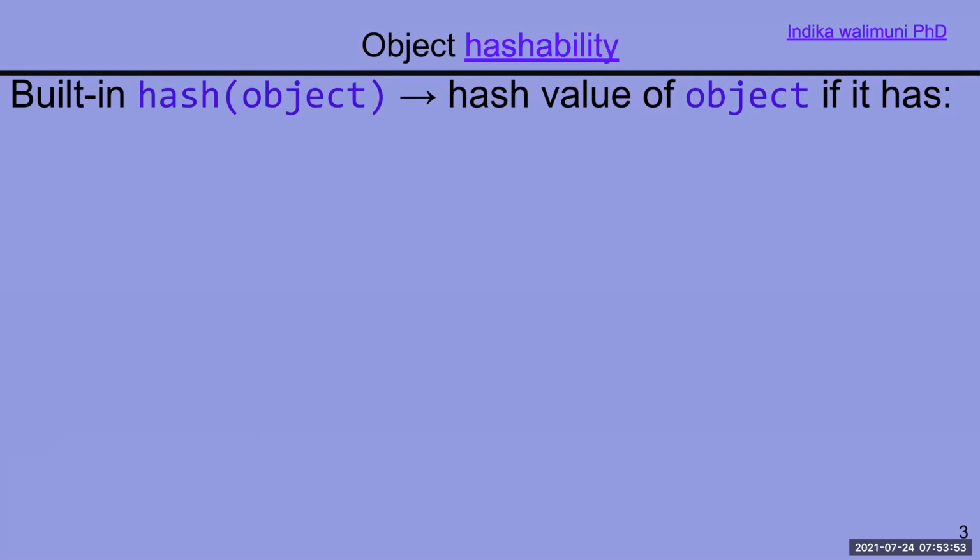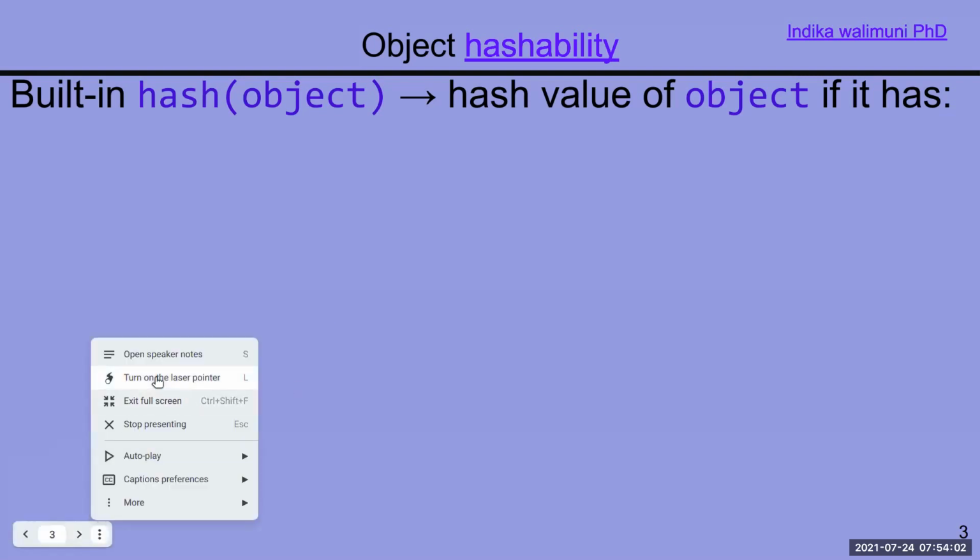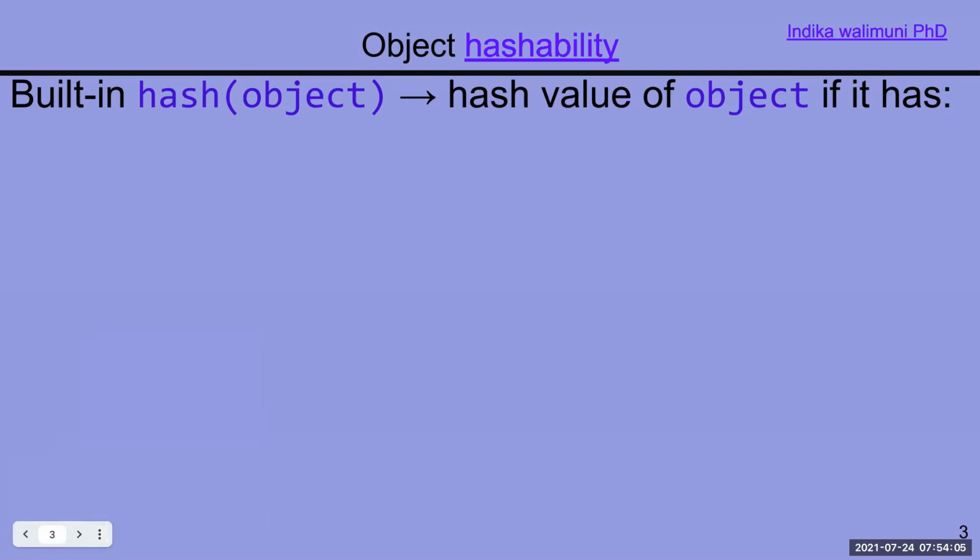All right, so let's talk about object hashability. There's a built-in function named hash, and we pass our object into that, and then it returns the hash value. So to get the hash value, we pass our object into the hash built-in function. If the object is qualified to get a hash value, then it returns one. Otherwise, it will return an error.